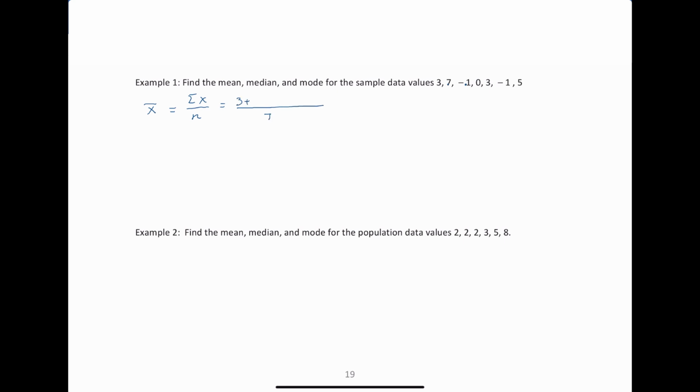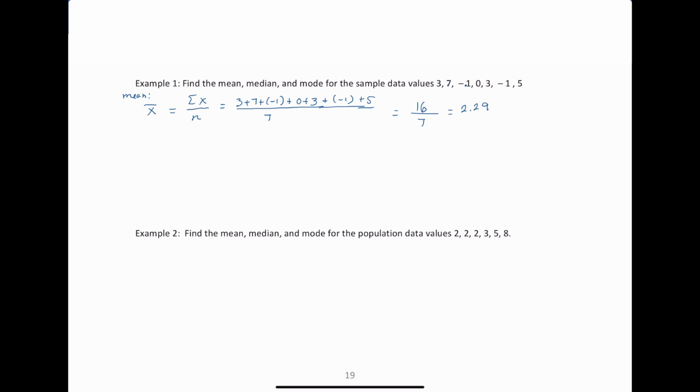And to add those up, 3 plus 7 plus -1 plus 0 plus 3 plus -1 plus 5. What does that add up to? I am getting 16 for that. And using a calculator for that, we get approximately 2.29. So that's the average of those data values. So this is the mean.